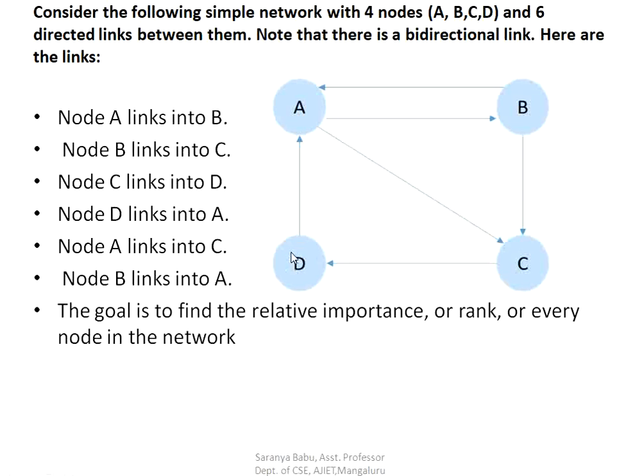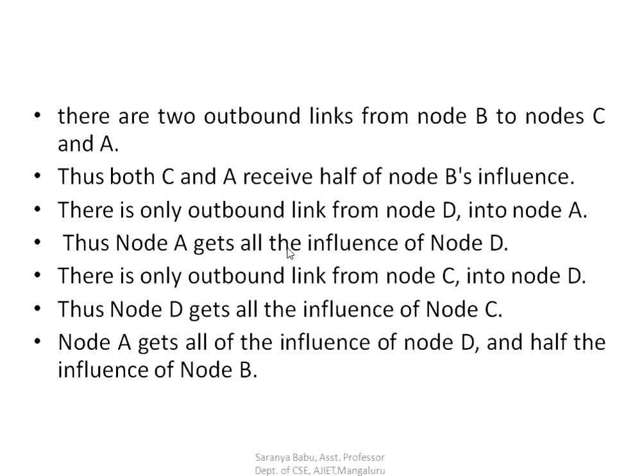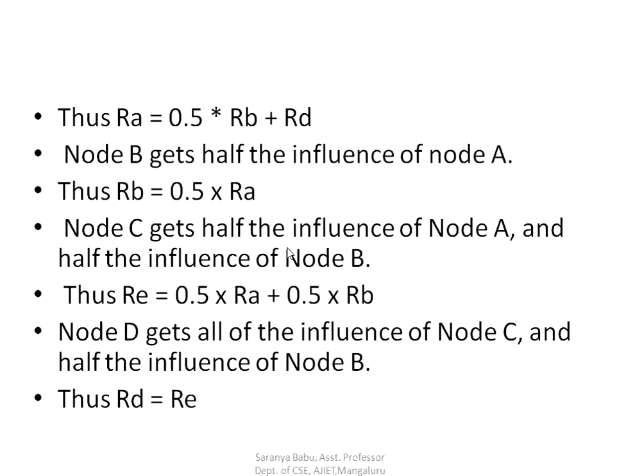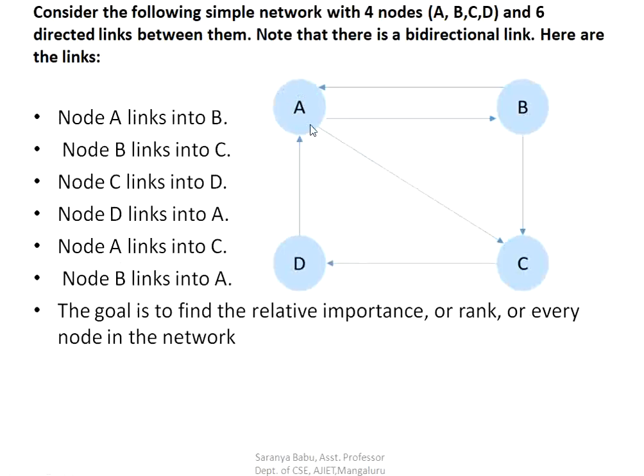Fine. So now we will make the formulas. We need to find out the rank. So rank, see this, why RA is equal to 0.5 into RB plus RD. What did I tell? See that diagram. A is going to receive half influence of node B, right? Rank and influence are the same. So whatever rank B has, its half will be received by A. So that is why half means 0.5.